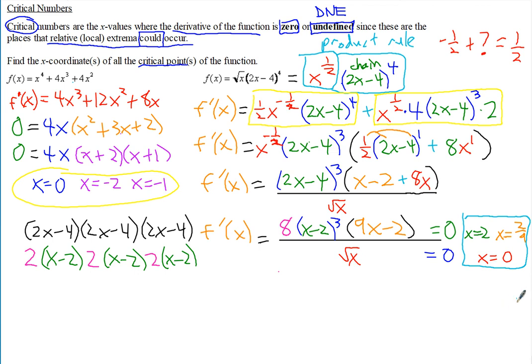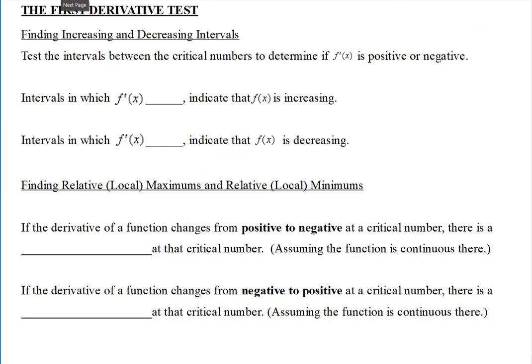All right, now that we've looked at finding critical numbers, let's see how we can use those with the first derivative test. It's called the first derivative test because that's what we're using. What we're going to be doing with the first derivative test is testing the intervals between the critical numbers to determine if the first derivative is positive or negative. So let's look back at the graphs we did.